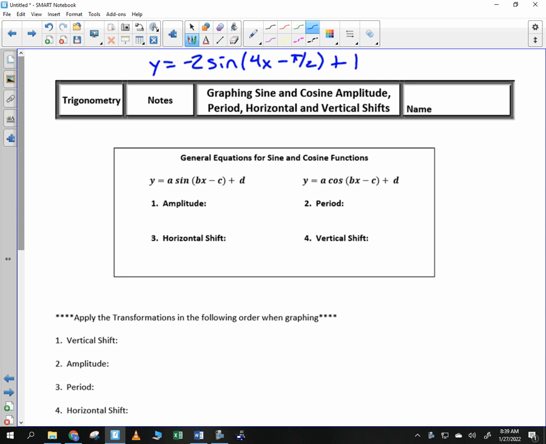But in order to do that, we're going to have to really focus and pay close attention. Those are going to mess up. So let's start with what we already know.